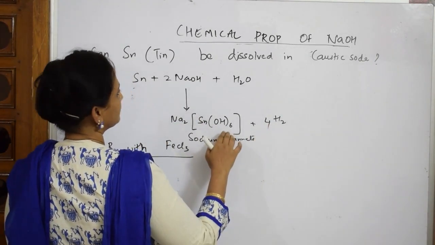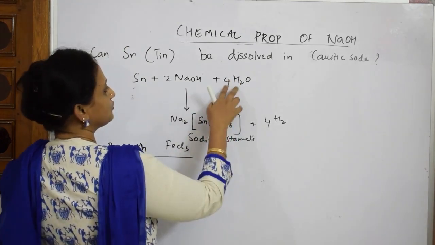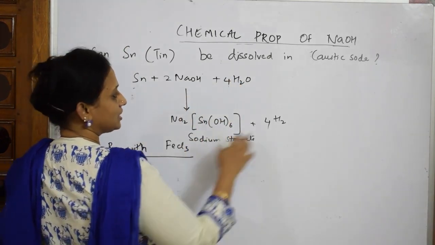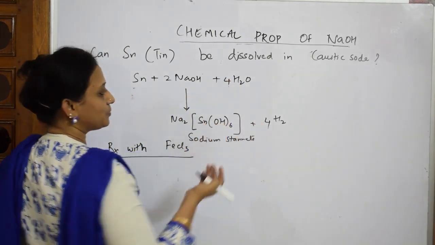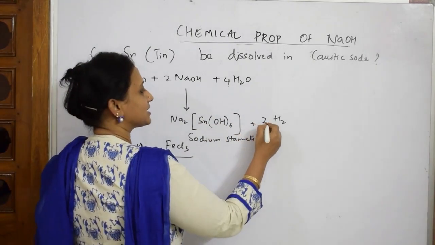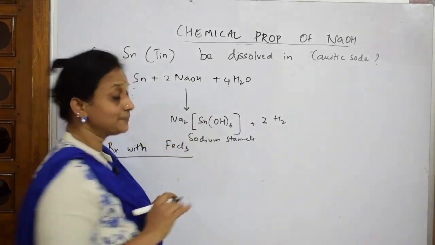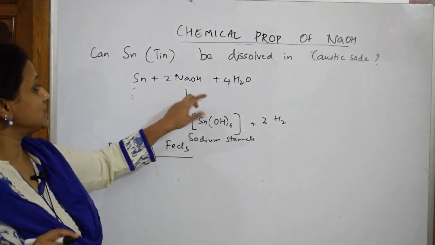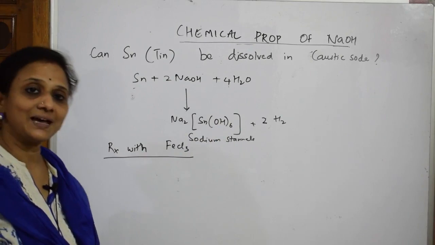Now see here, 4. Now let us place 4. Now 4 2s are 8, 9, 10. Correct. 4 2s are 8. 2 4 2, this should be 2 only, isn't it? Now this is right. 2 2s are 4 plus 6, 10. 4 2s are 8, 9, 10. Right, this is the balanced reaction.